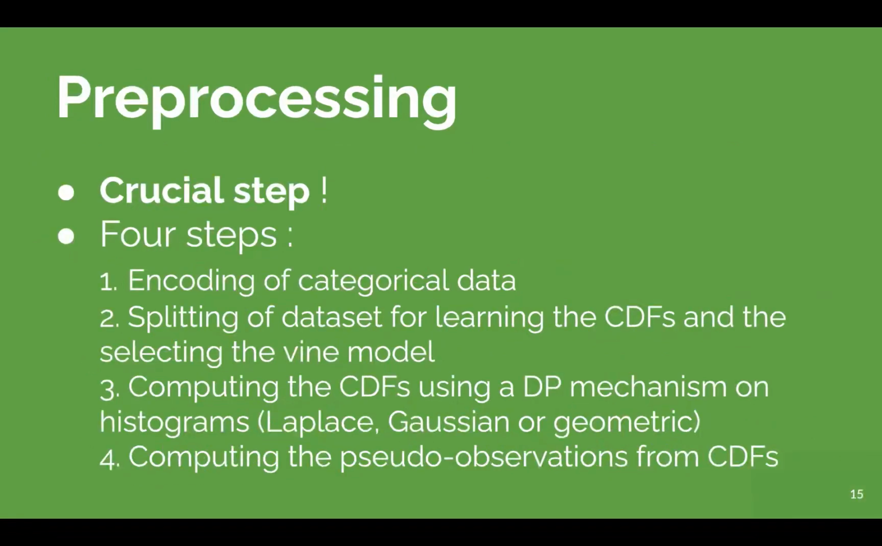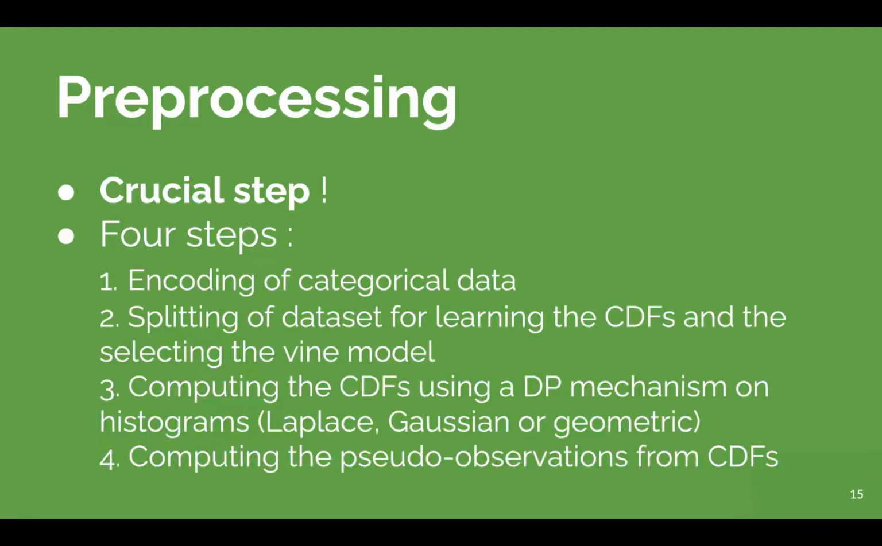First step is preprocessing. So this is quite a crucial step because it includes the encoding of categorical values. We need to split the dataset for learning the CDFs and for selecting a vine model in a differentially private way. Since our framework needs 2 sequential training processes, that is the differentially private cumulative distribution functions and the vine copula model, we rely more on the parallel composition of differential privacy and split the input dataset into 2 distinct subsets, instead of using the sequential composition of differential privacy and splitting the global budget epsilon.